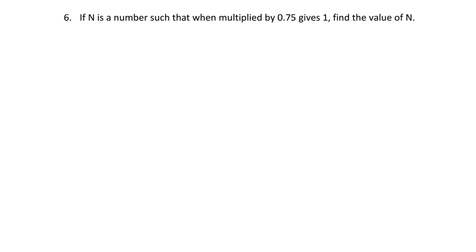Question number 6. If n is a number such that when multiplied by 0.75 gives 1, find the value of n. Okay, so from the given information, we are going to multiply 0.75 by n. So we are having 0.75 times n equals 1. Okay, so next, let us divide by 0.75 both sides. Then we are having n equals 1 over 0.75.